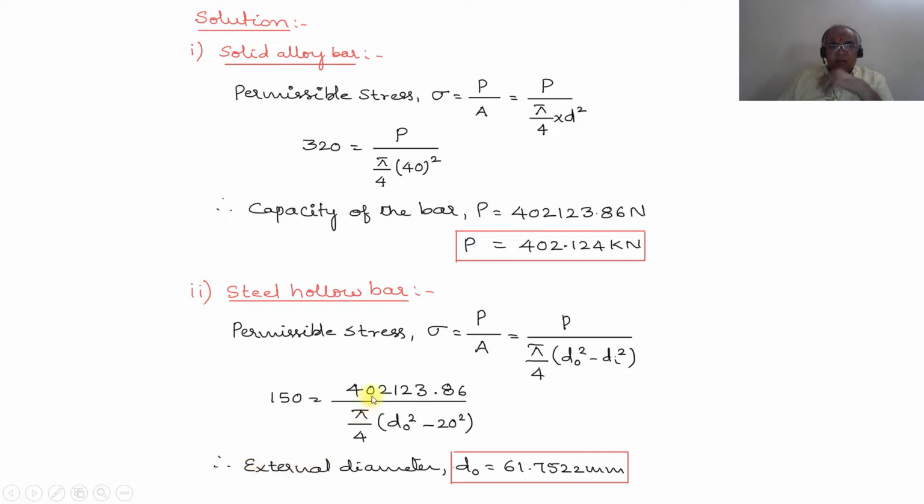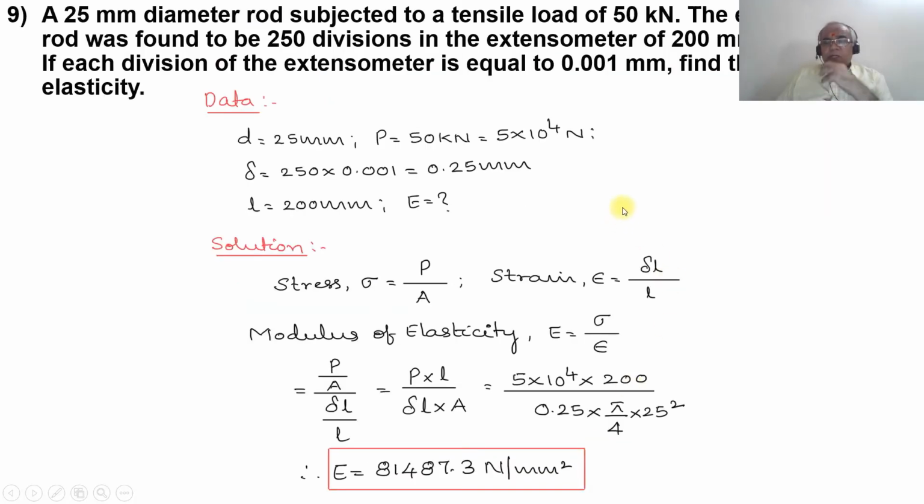Therefore, the external diameter on simplification you are going to get as 61.7522. Now we are going to take up one more problem on the strength of materials.